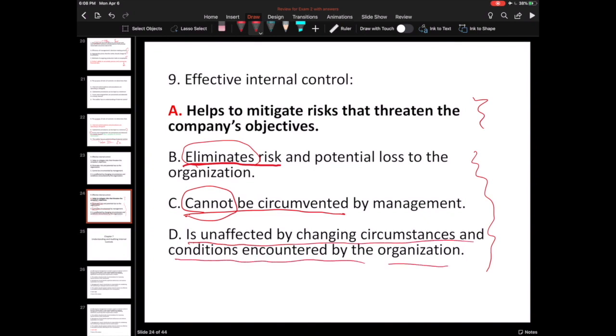Okay, that sounds ridiculous, right? Can we imagine any system of internal control that is going to remain unaffected by external systems changing? So these are all very, very extreme answers. This is totally reasonable, right? Oh, it's helping to mitigate risks that threaten the company's objectives.